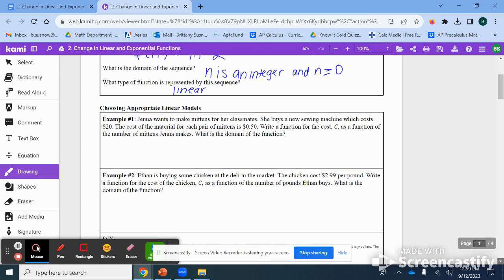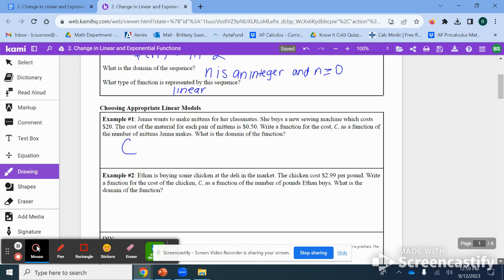So let's read our first scenario. It says, Jenna wants to make mittens for her classmates. She buys a new sewing machine, which costs $20. The cost of the material for each pair of mittens is 50 cents. Write a function for the cost as a function of the number of mittens Jenna makes. What is the domain? So it tells us write a function for the cost. That's going to be our y equals, or in this case, c.